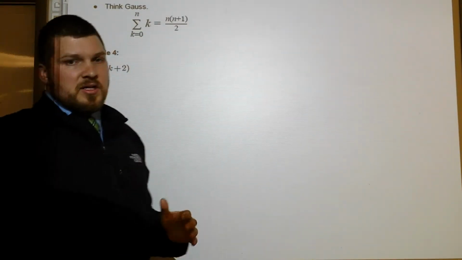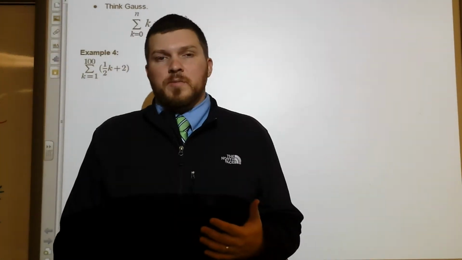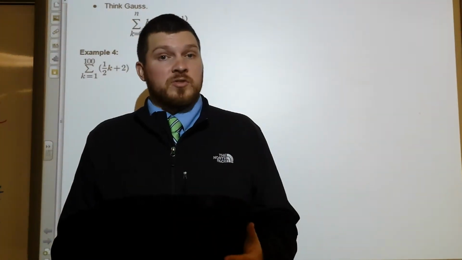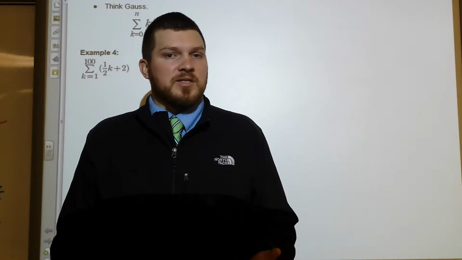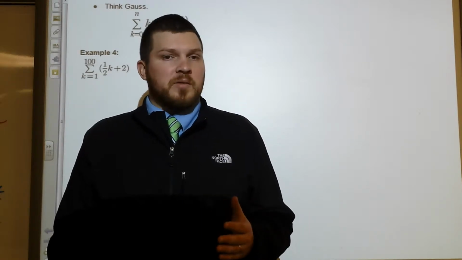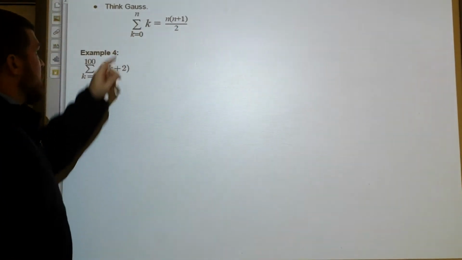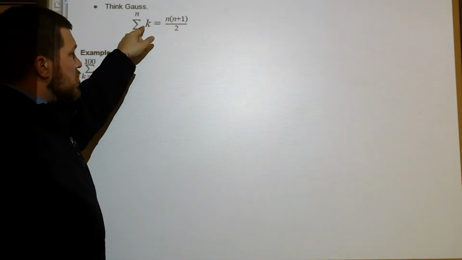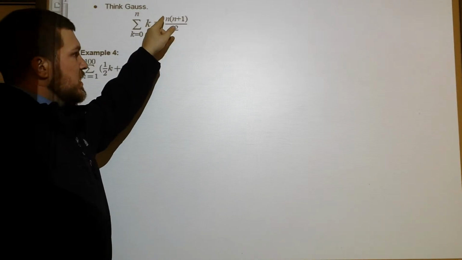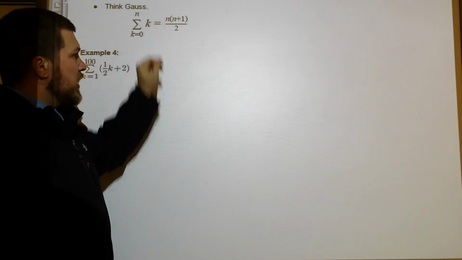Our next identity is called Gauss. Gauss was a German mathematician. He's really famous. I really strongly recommend you Wikipedia him. He did lots of cool things. Arguably one of the best and most important mathematicians of all time. So if we're adding up a bunch of numbers, then we can rewrite that as n times the quantity n plus 1 divided by 2.